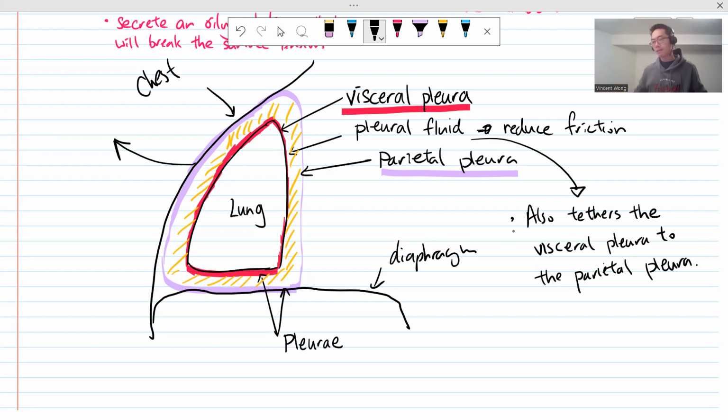Later on, at the end, I will show you what happens when the two layers are no longer tethered, and that's possible. Okay, so you try to breathe, but the lungs don't move, so you're not breathing, and obviously that's a dangerous situation, right?